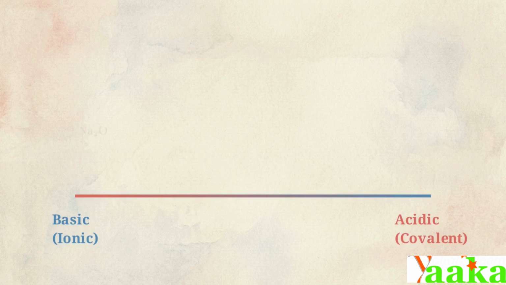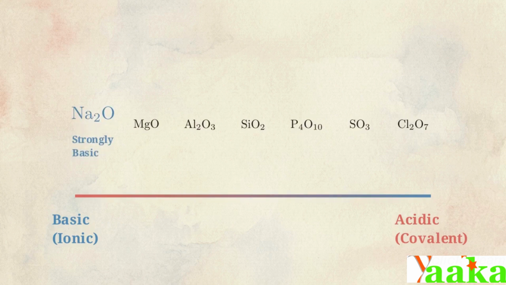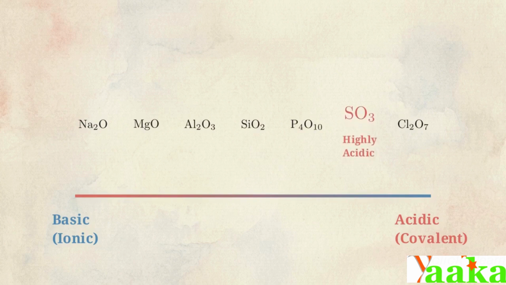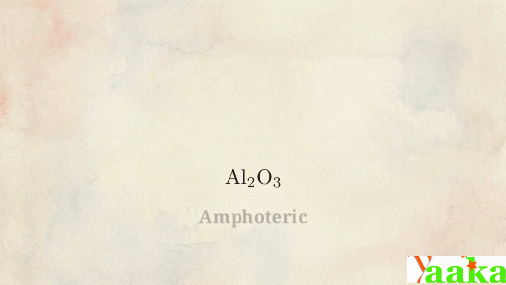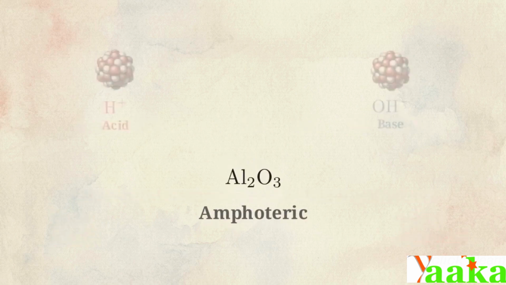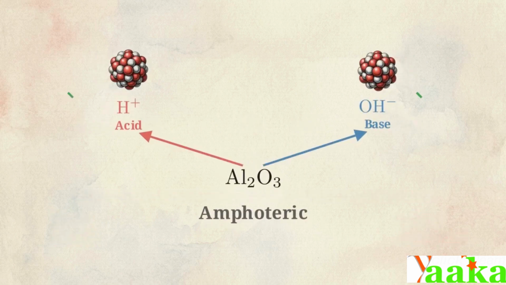When period 3 elements react with oxygen, they create a distinct spectrum where ionic oxides like sodium oxide are strongly basic, while covalent oxides like sulfur trioxide are highly acidic. Sitting in the middle is aluminum oxide. It is amphoteric, possessing the chemical capacity to react with both acids and bases.